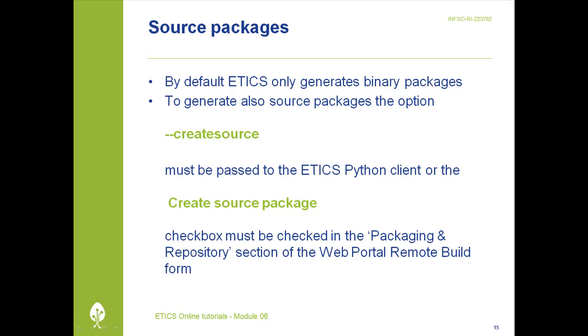By default, ETICS only generates binary packages. To generate also source packages, the option Create Source must be passed to the ETICS Python client, or the Create Source Package checkbox must be ticked in the Packaging and Repository section of the web portal remote build form.